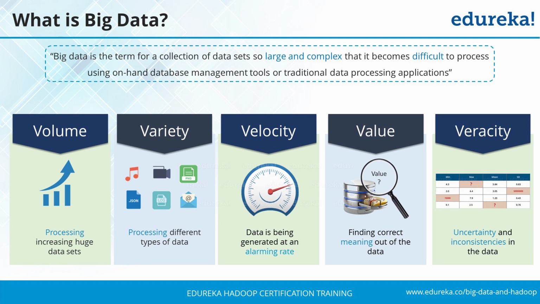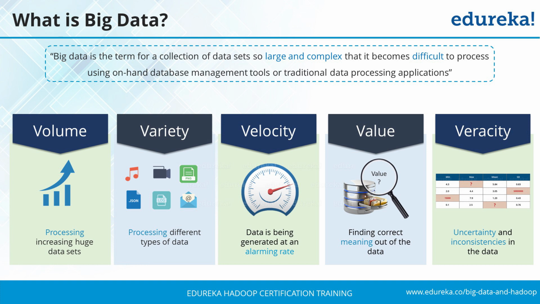What makes this data big? There are a couple of characteristics, a couple of V's, associated with big data. For example, you can see here volume, variety, velocity, value, and veracity. The idea is that these are all the characteristics of big data. So first of all, volume. Volume is about increasing huge data sets.